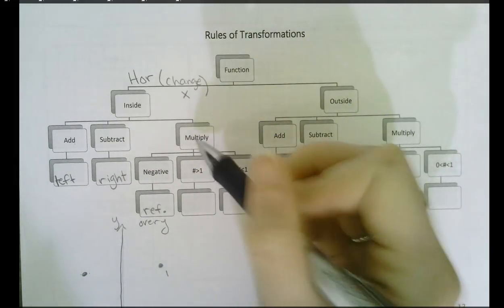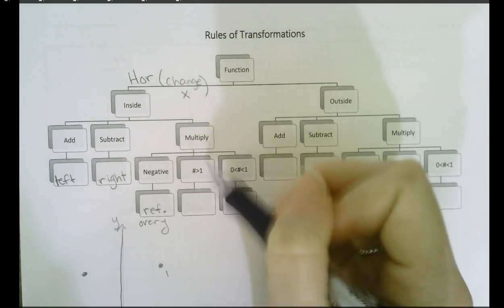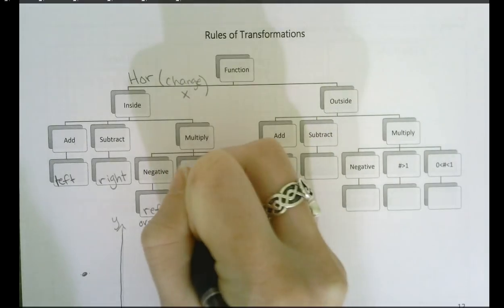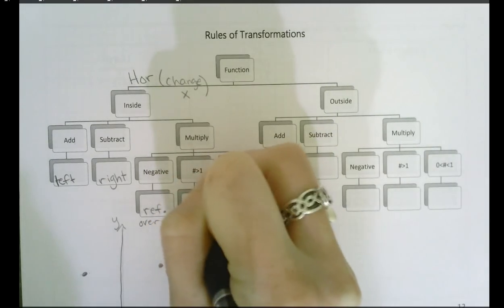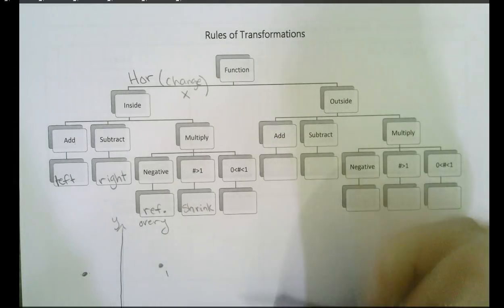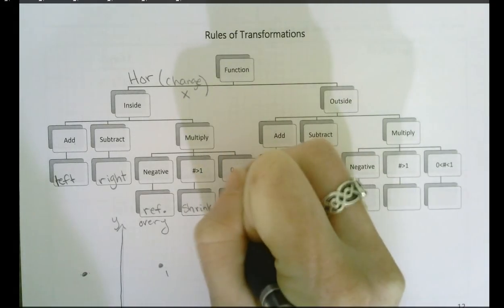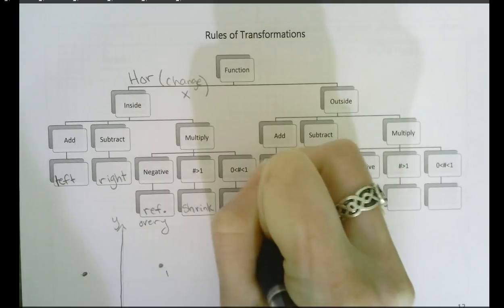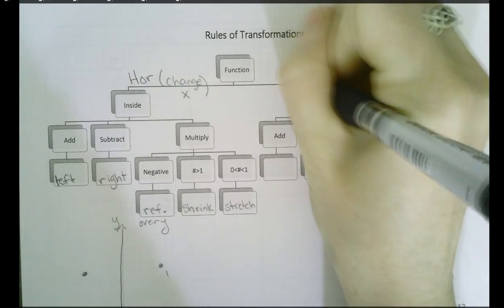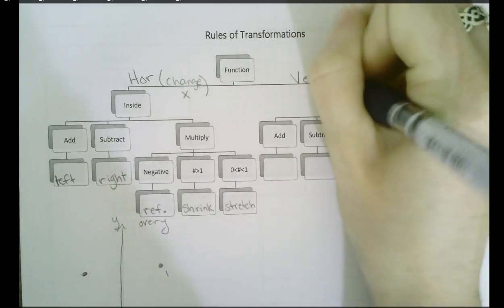Now, when we're multiplying by a number greater than 1 on the inside of our function, that's actually a shrink for our horizontals. It does the opposite of what we expect. When it's a fraction between 0 and 1, that causes it to stretch. Now on the outside, that's our vertical change. So that changes y.